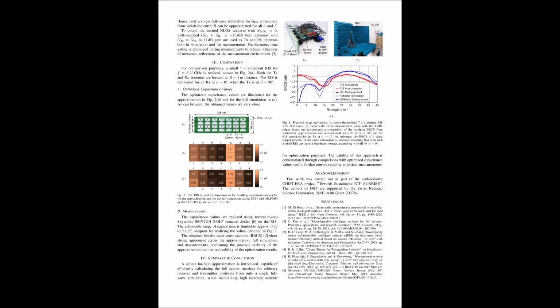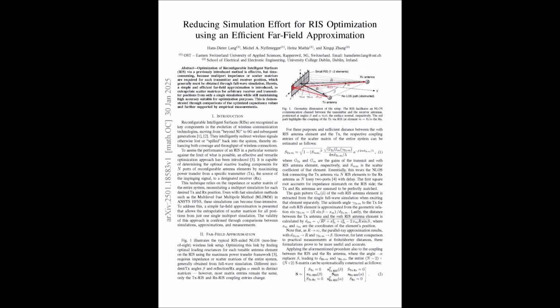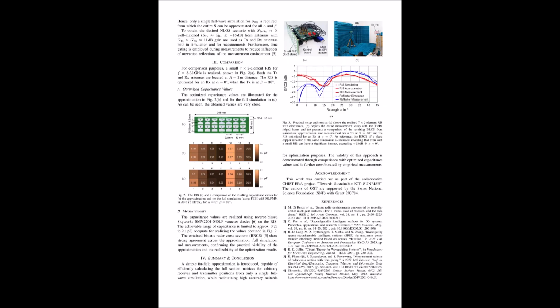They put it to the test. They designed a specific RIS, a small one with 7x2 elements, operating at 3.55 gigahertz. And they were very careful with their measurements, using horn antennas to minimize interference and a technique called time gating to isolate the signal they were interested in. You can see all this in figure 2A.